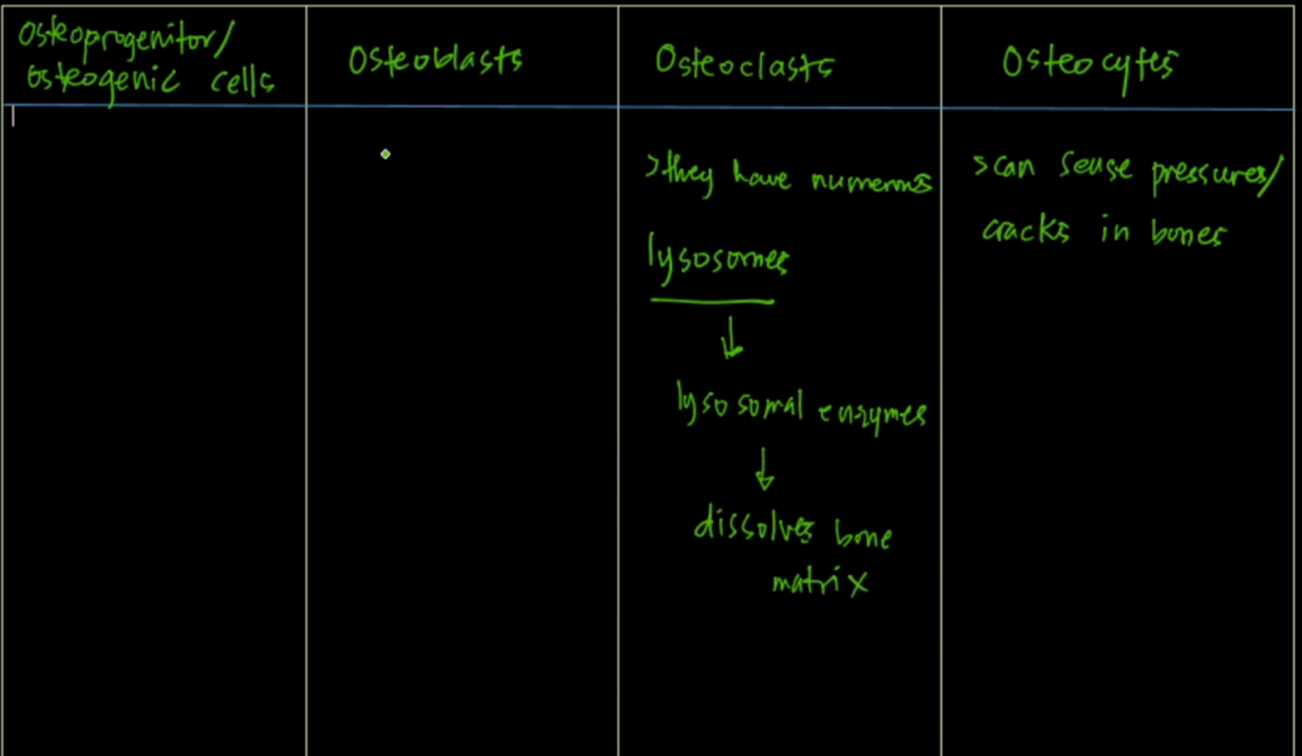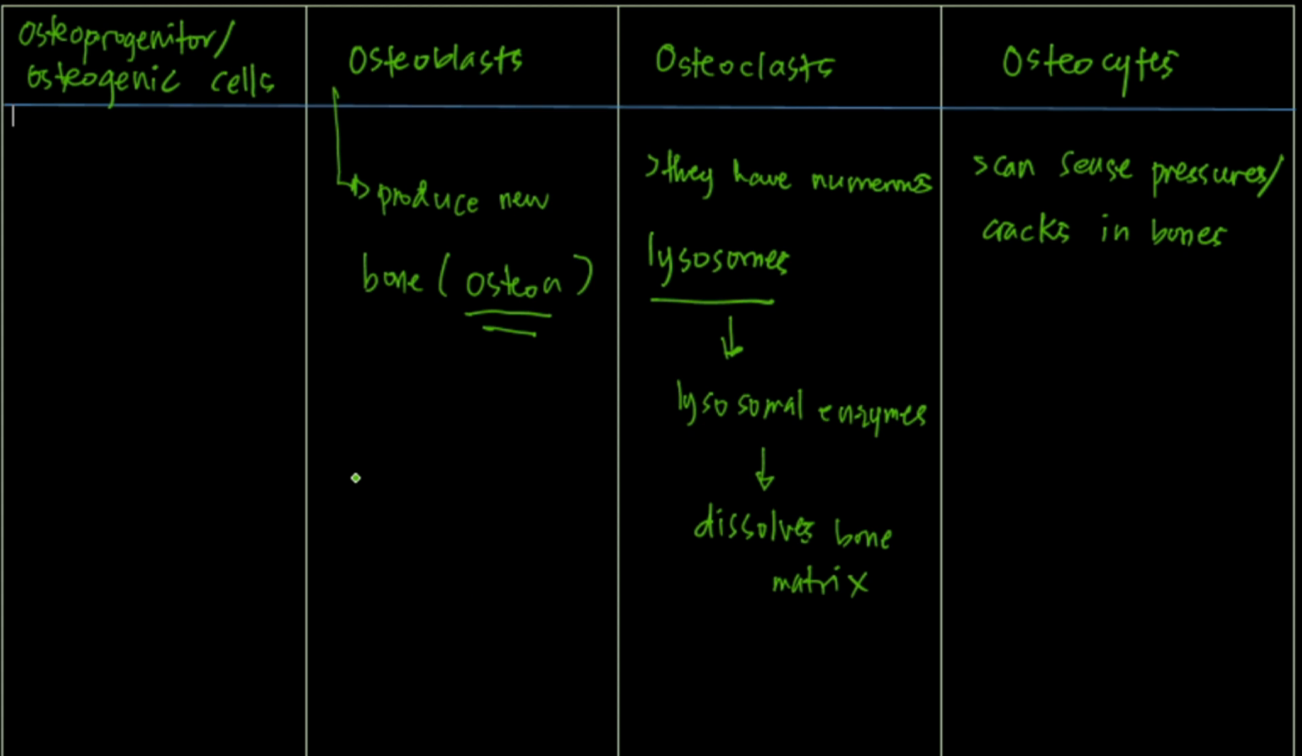On the other side, we have your osteoblast. Since I mentioned earlier that your osteoblast is responsible for bone formation or ossification, they produce new bone as they undergo the process of ossification. The new bone is what we call your osteon.